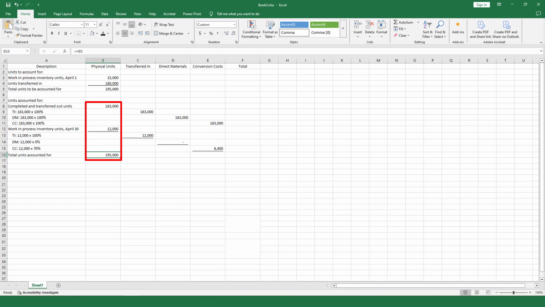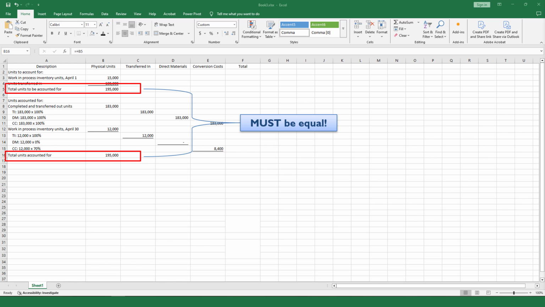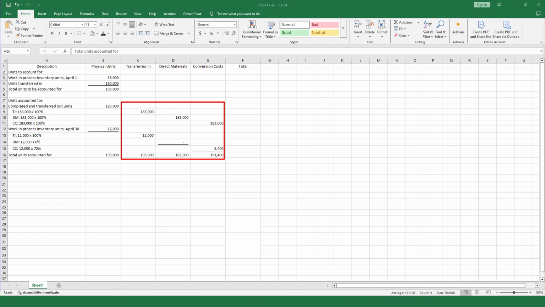For column B, physical units, 183,000 units, which have been completed and transferred out, plus 12,000 units of ending work in process inventory are equal to 195,000 physical units. That makes sense because the number of physical units accounted for must be equal to the total units to be accounted for. If these two amounts are not equal, you've done something wrong. Start again. We can now add the equivalent units for the remaining columns.